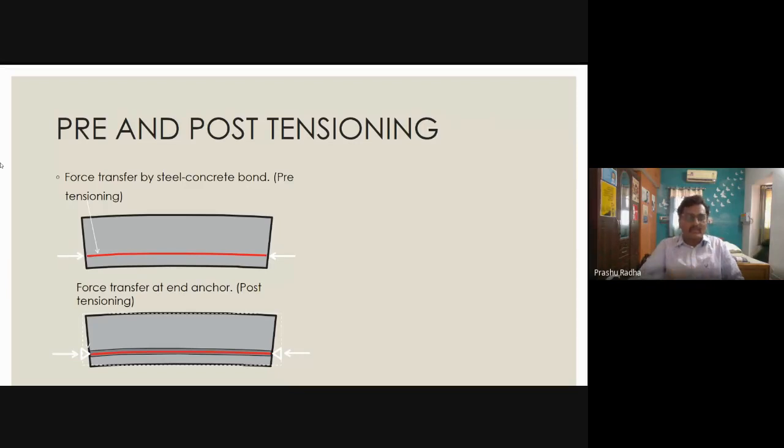As you see, the first image represents the pre-tensioning, and the second image represents the post-tensioning. Pre-tensioning is nothing but you induce or stress the tendons. I'll tell you what a tendon is in the further PPT. You induce the stress before pouring the concrete, whereas in post-tensioning, you give the tension to the tendons after you pour the concrete.